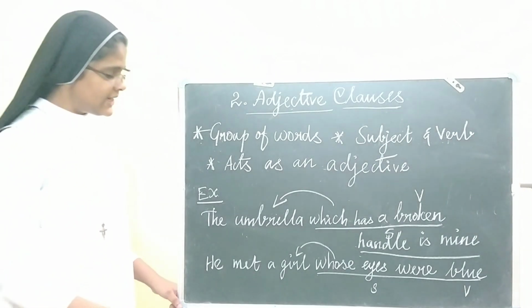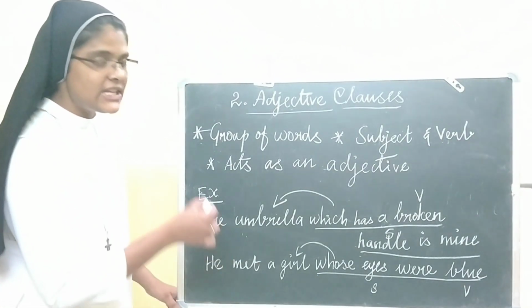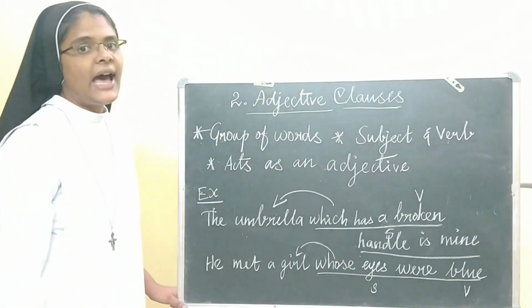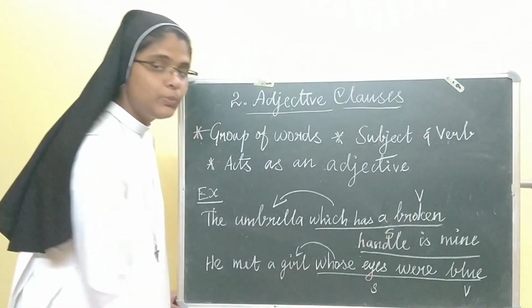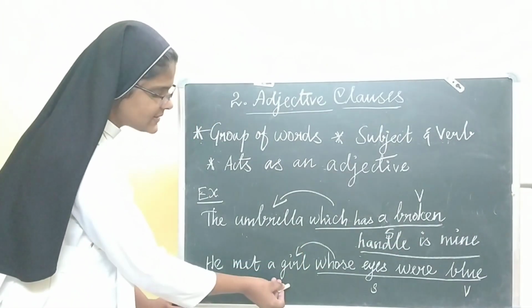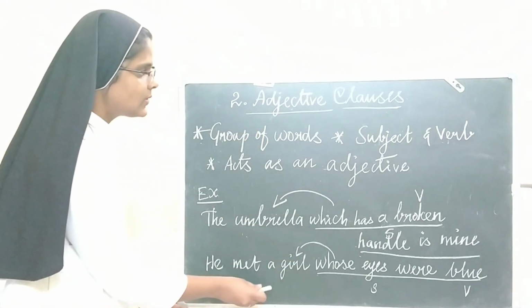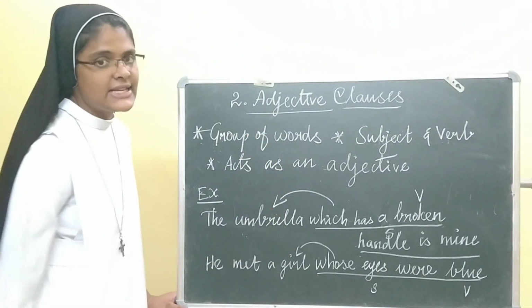Now let us see another example. He met a girl whose eyes were blue. Here whose eyes were blue is an adjective clause. So here eyes is a subject, were blue is a verb. It is describing about the girl, noun. So what do adjective clauses do? It describes about the noun. So this is an adjective clause.